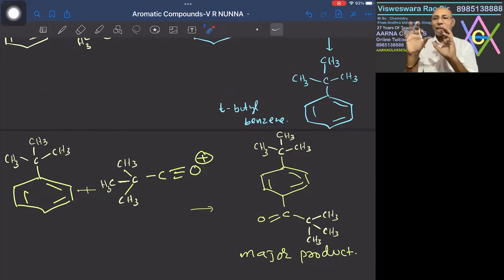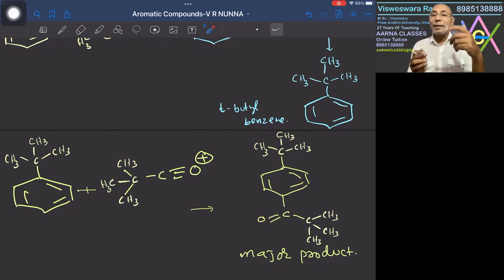Competition between the tertiary butyl benzene and the acyl carbocation. The acyl carbocation, as usual, is trying to undergo decomposition to give the tertiary butyl carbocation. On the other side, tertiary butyl benzene is ready to react with the acyl carbocation. Here also there are two choices, two possibilities. The first possibility, decomposition of the acyl carbocation to the tertiary butyl carbocation. The second possibility, reaction between the tertiary butyl benzene and the acyl carbocation. Which one is faster now? Because tertiary butyl benzene is more reactive than benzene, the reaction between tertiary butyl benzene and the acylium carbocation is faster than the decomposition of the acyl carbocation.